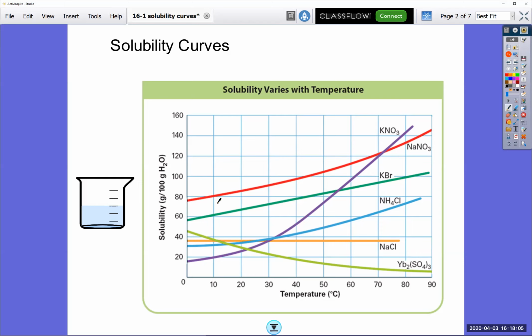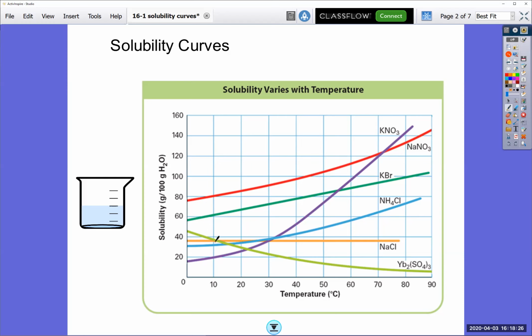Now, interestingly enough, some of these salts have different properties. Some salts dissolve very easily when you increase the temperature. So if you look at potassium nitrate, you can dissolve quite a lot of potassium nitrate at much higher temperatures than you would at lower temperatures. And that's why you have a very increasing curve over here, a positive slope.